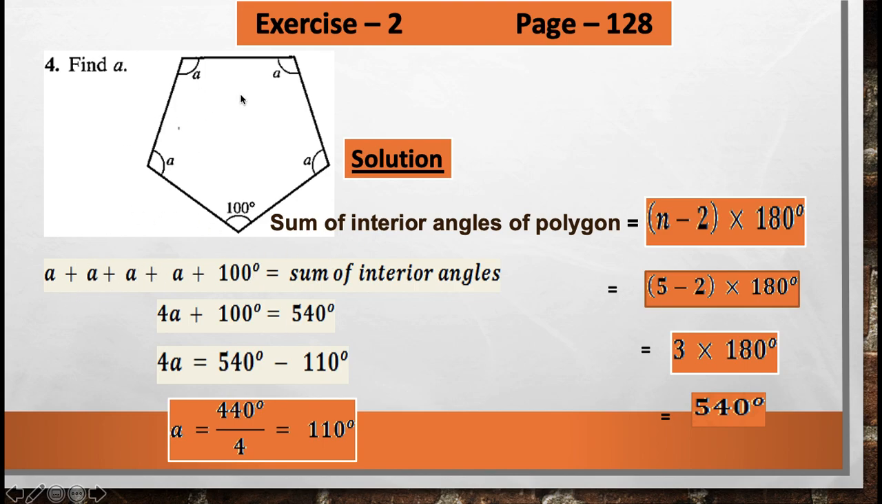Here it is a plus 100 degrees, because all these angles are 110 degrees except this one, which is 100. So it is not a regular polygon.